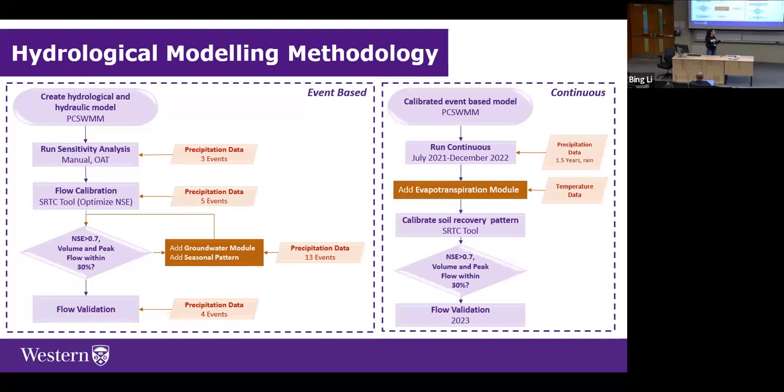I also did a continuous model because I wanted to be able to calculate the yearly and seasonal load estimates. This was done starting from the event-based model, and then I also had to incorporate different parts of what you need in a continuous model, such as evaporation, soil recovery, and the recovery rate. And I had a similar objective: an NSE value of 0.7, and the volume and peak flow within 30%.